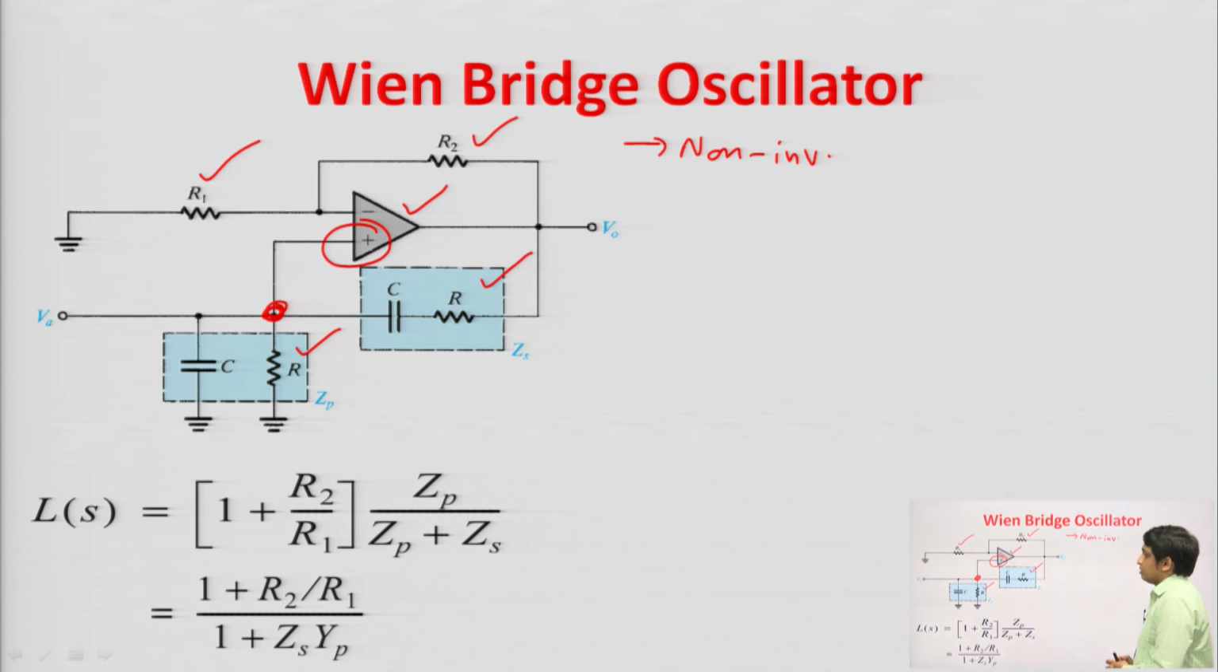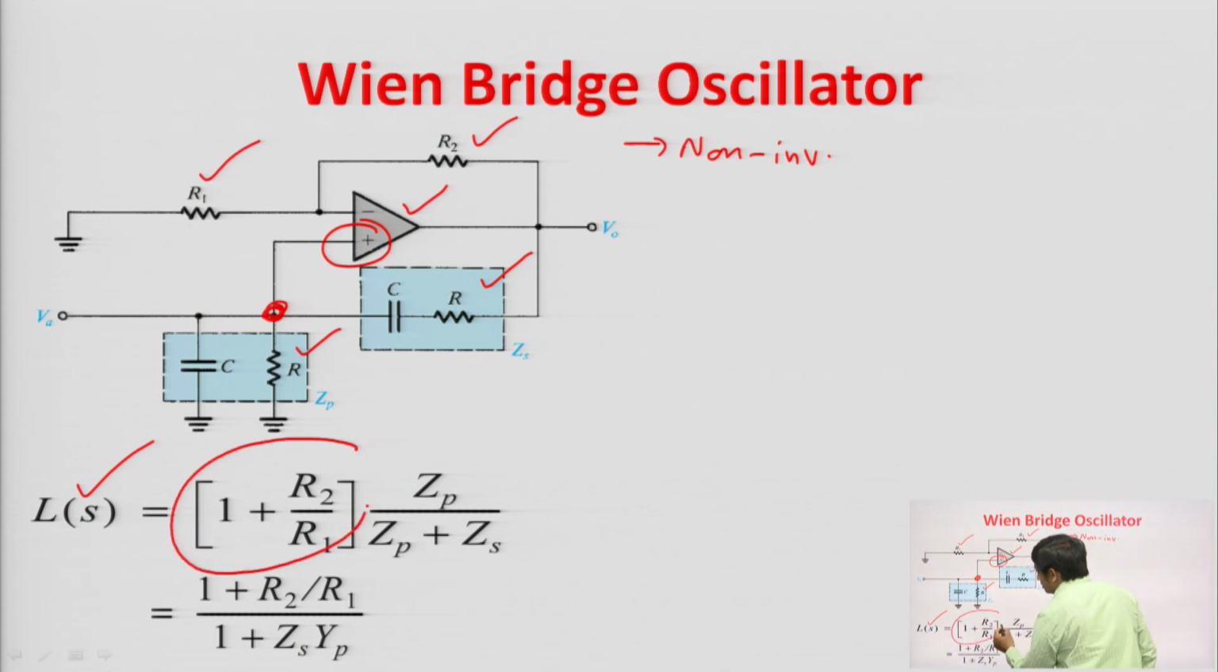So, now we need to calculate the frequency of oscillation for this Wien bridge oscillator. For that, firstly we are going to calculate the loop gain, that is L(s). L(s) is A into beta. This A is basically the gain of the amplifier. Since it is a non-inverting amplifier, the gain is 1 plus R2 by R1.